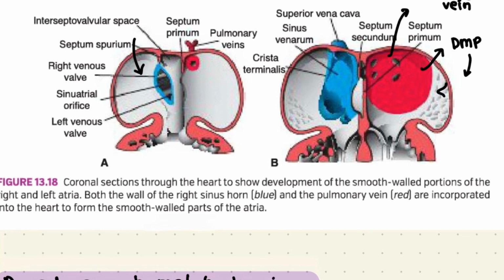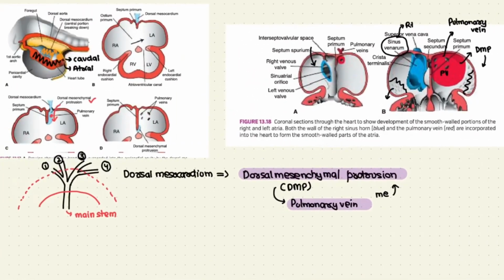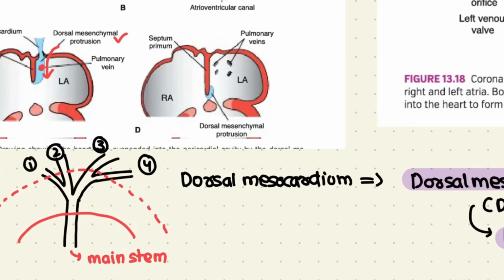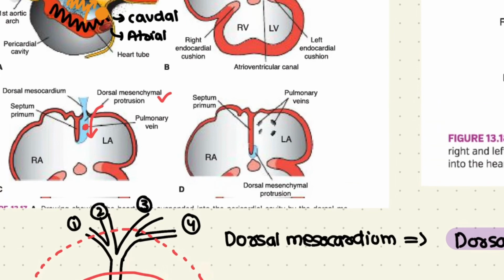So here we have the trabeculated end. This trabeculated end is the primitive atrium, whereas the sinus venarum is derived from the right sinus horn. And same goes for this smooth portion of the incorporated pulmonary veins, which is derived from the dorsal mesenchymal protrusion, a mesenchymal collection of cells at the caudal border of the dorsal mesocardium.